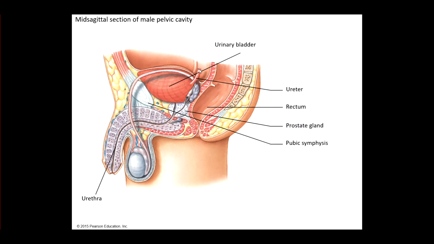But notice here, here's the ureter coming down. It enters the back wall of the bladder. Right, and then the urine will be stored in there, and then this is where the neck of the bladder would be in the male. So this first part of the urethra runs through the prostate gland. Right, so this whole gland here is the prostate. This is going to be called the prostatic urethra.